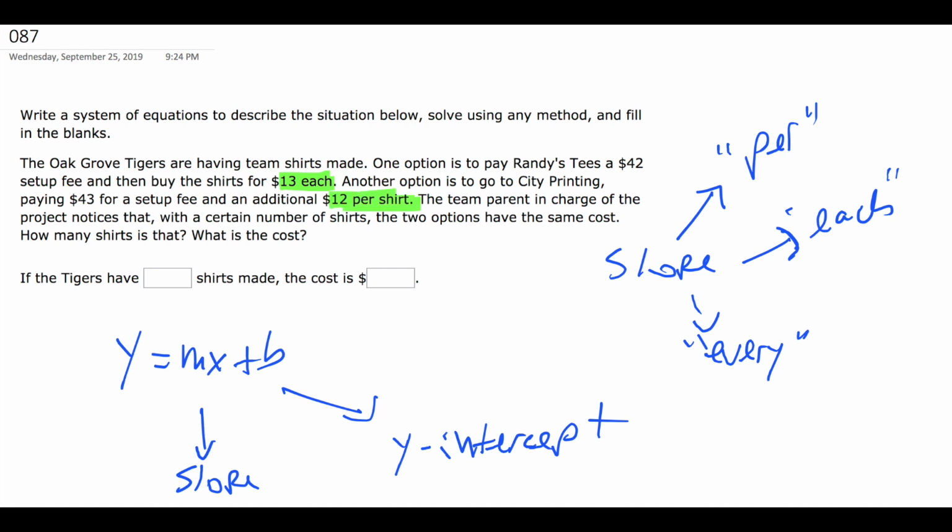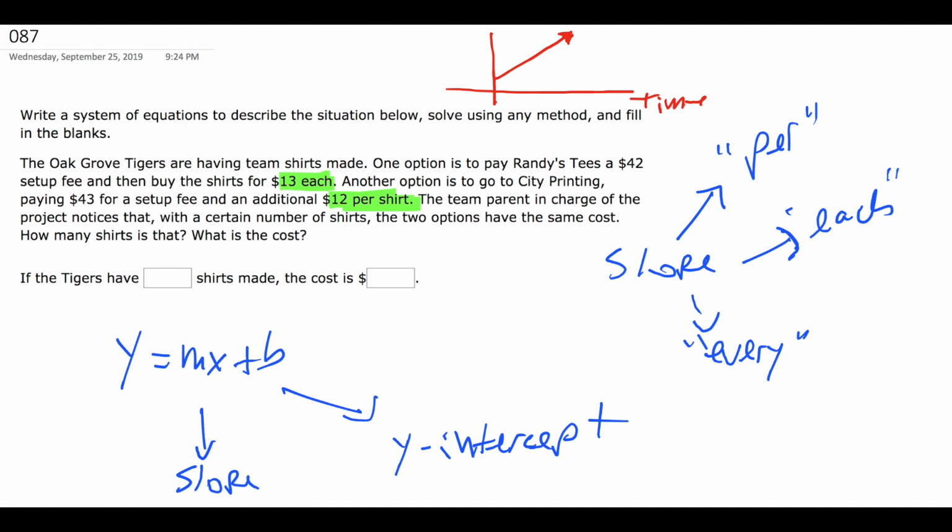There's your slope. And the setup fee, if you think about it like a word problem graphically, what does the y-intercept mean in a word problem? Let's say this is time. It's what you're starting with before you do anything, before you sell a t-shirt or whatever it is. It's your setup cost. When x is 0, what is that starting value? So that's your y-intercept.